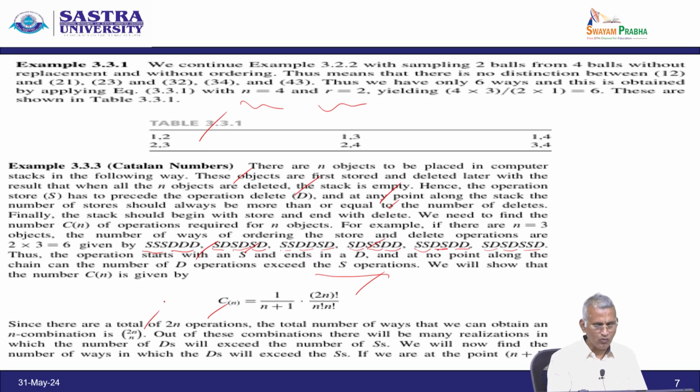Out of this combination, there will be many realizations in which the number of D's will exceed the number of S. So, we will now find the number of ways in which D's will exceed S.